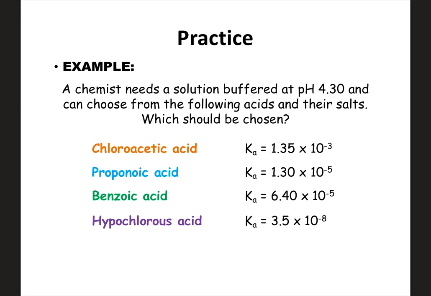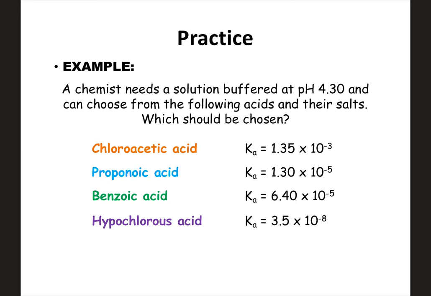You're going to have the most effective buffer. They told us in the problem the pH was 4.30 of this solution. So if you do the pKa of all these acids, the one that's closest to 4.30 is going to be the one that you want to use here.